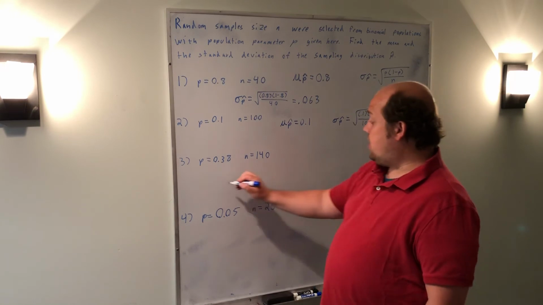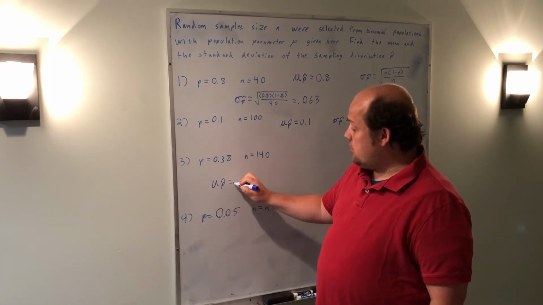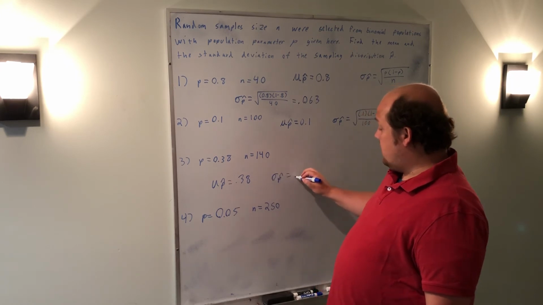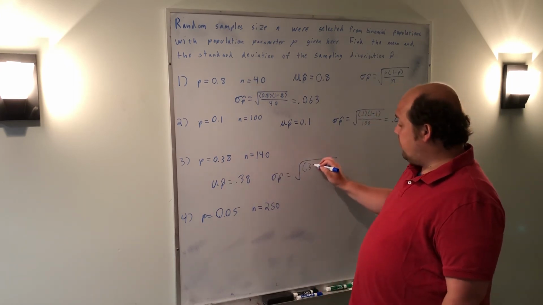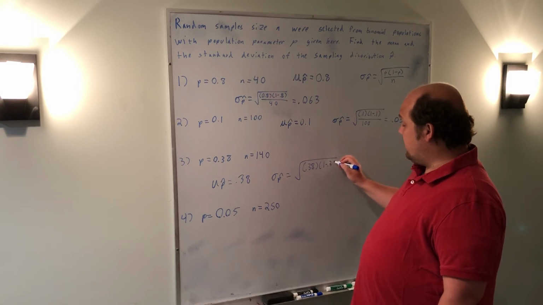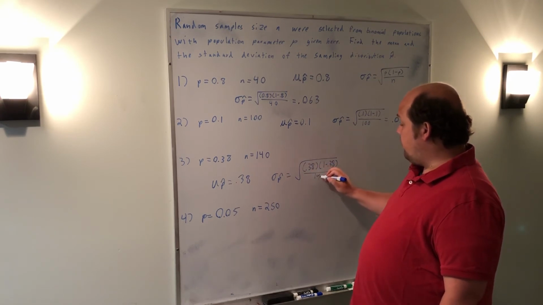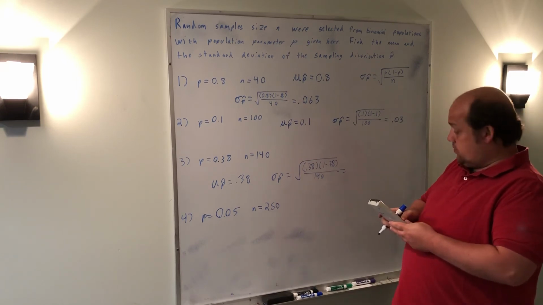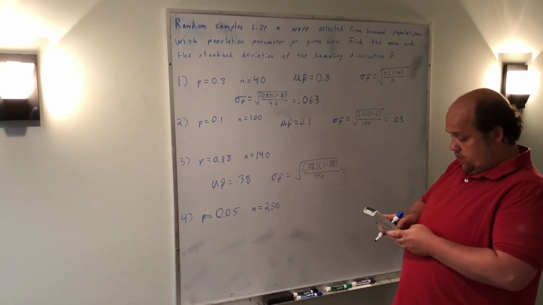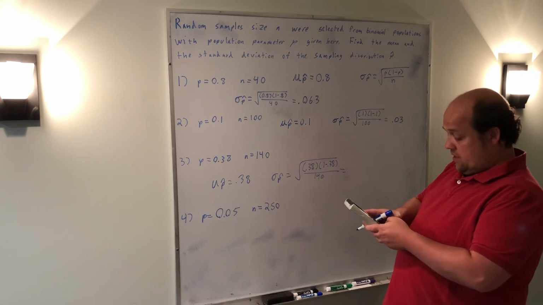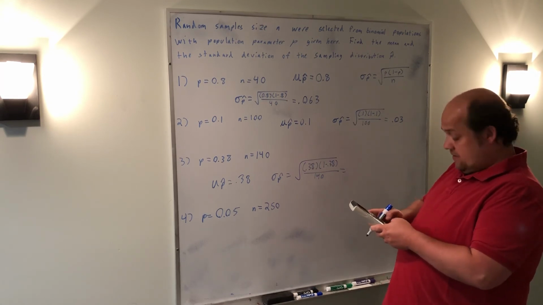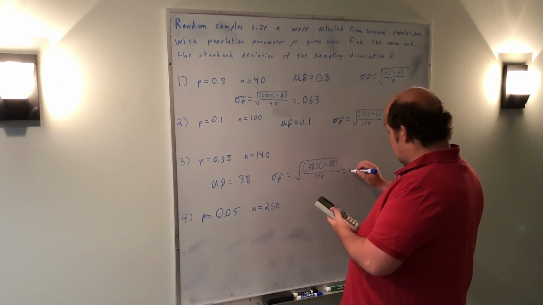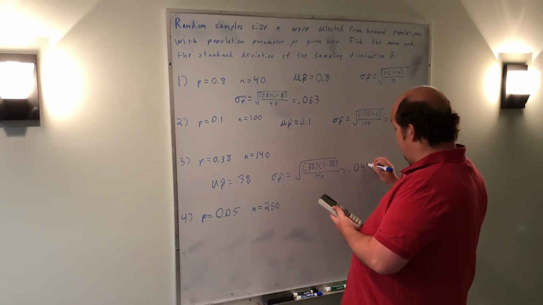For number 3, mu sub p hat just equals 0.38. Sigma sub p hat equals the root of 0.38 times 1 minus 0.38 over 140. So I put that in, the root of parentheses, 0.38, and parentheses, new parentheses, 1 minus 0.38, and parentheses divided by 140, and parentheses, I get that to be 0.041.